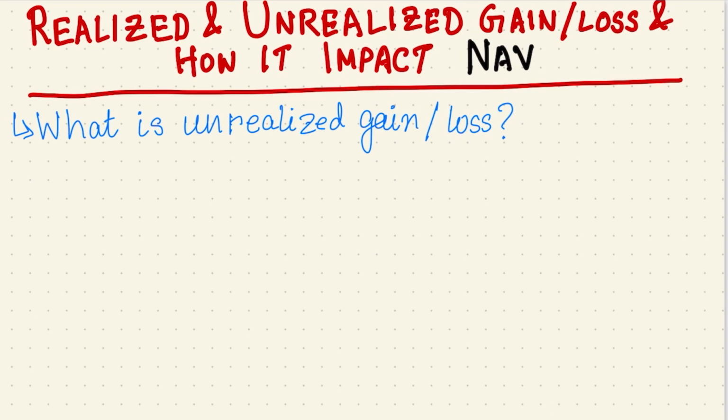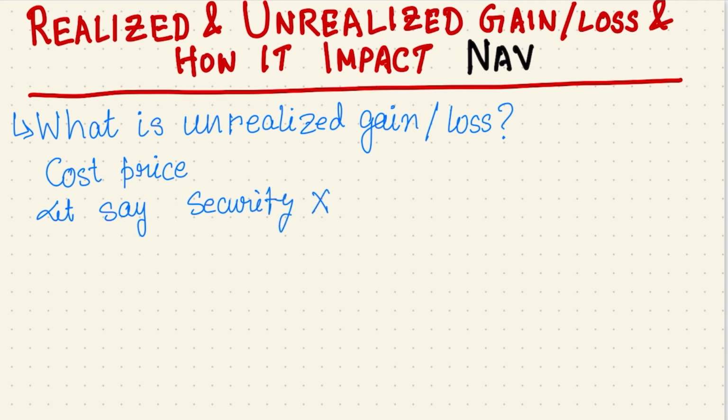So first we need to understand what is an unrealized gain and loss. I will explain it with an example. When there is a buy trade, we book it into a fund for any security at the cost price. Cost price is the price at which you have purchased the security. So let's say there is one fund where we have a security, security X, and we have purchased in my fund 100 shares and the cost price is $50.